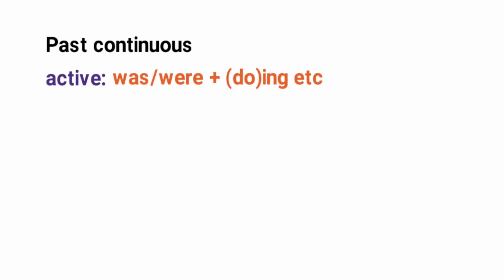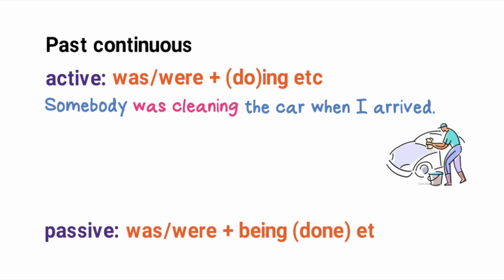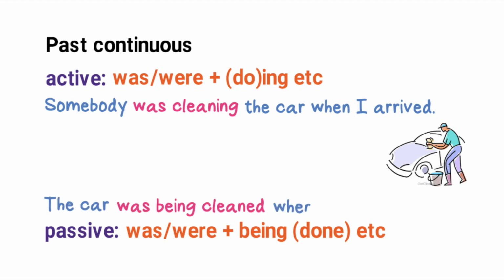We're nearly there. Past continuous active form is was or were plus the ing form of the verb. So somebody was cleaning the car when I arrived. Often we use the past continuous when something is happening in the past over a duration of time and it is interrupted by an action. So here I arrived in the past simple. Turn this into a passive past continuous. The form is was or were plus being and the past participle. So here the car was being cleaned when I arrived.